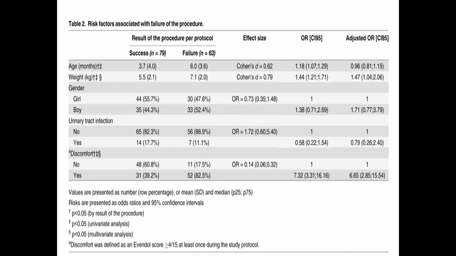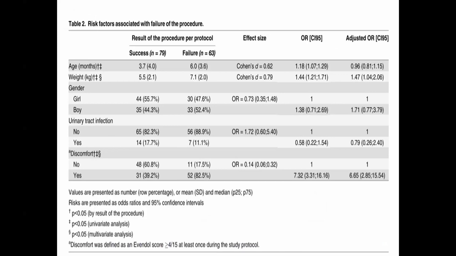So here the risk factors associated with failure of the procedure were assessed through odds ratios and adjusted odds ratios. What was clinically insignificant? The odds ratio crossed 1 for both, meaning that it didn't really matter if you were a boy or girl, if you were to be successful or if you were to fail. So gender was not significant in our study.